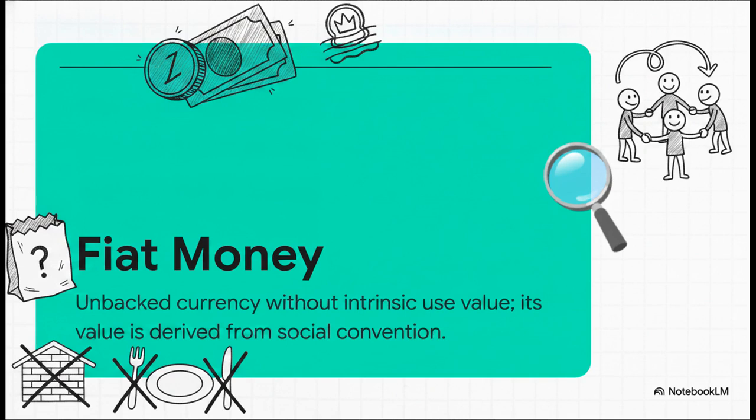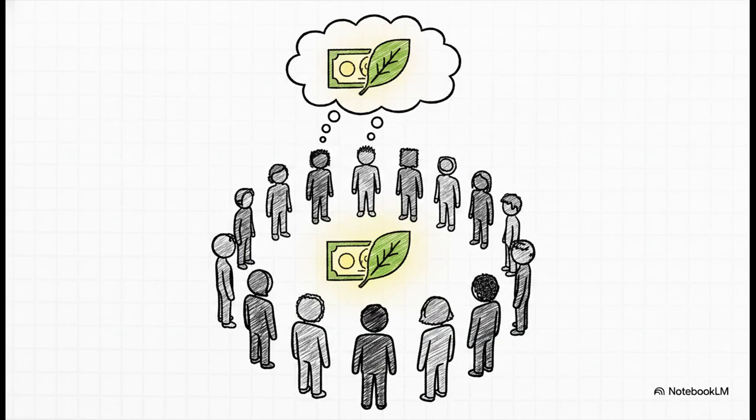Almost all the money we use today is what's called fiat money. Fiat money is unbacked currency with absolutely zero intrinsic use value. You can't eat it, you can't build a house out of it. Its value is derived entirely from social convention and the simple fact that a government has officially declared it legal tender. The crazy thing here is that money is essentially an emergent market phenomenon built entirely on a shared belief.